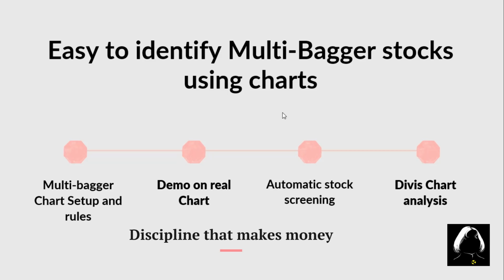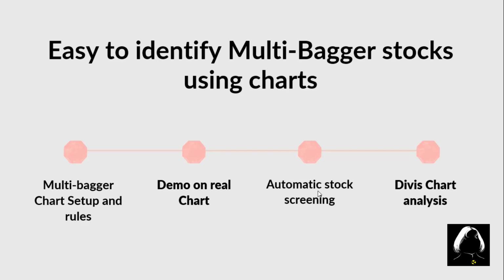In today's video, we'll be discussing how to identify multi-bagger stocks using charts. I'll also show the demo on a real chart, and there is a screener which will automatically scan for these kinds of stocks. One example today we are taking is the Divis chart. This strategy is purely for investors, that is, long-term investors.